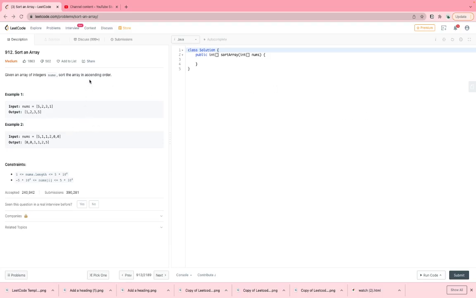Let's solve this problem. LeetCode 912, Sort an Array. Given an array of integers nums, sort the array in ascending order. Here is the example. Is there a duplicate or not?